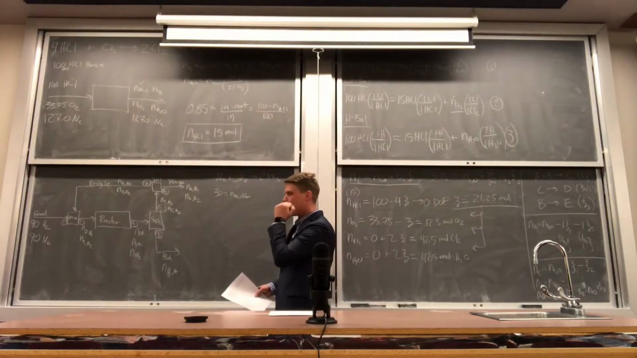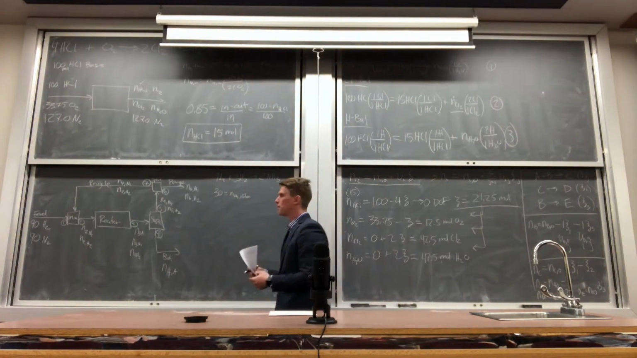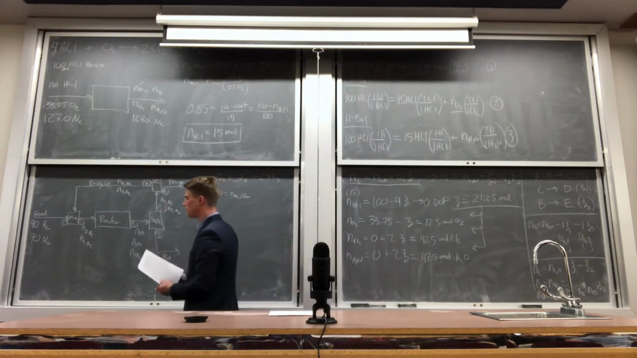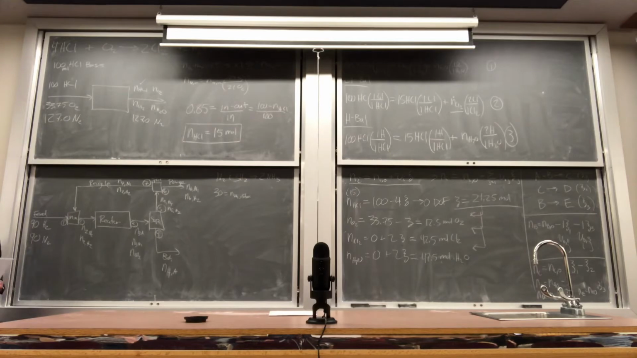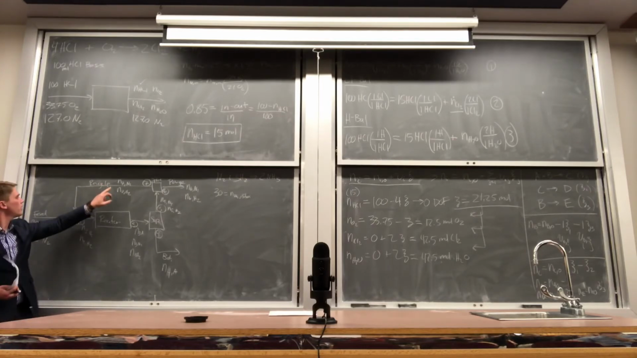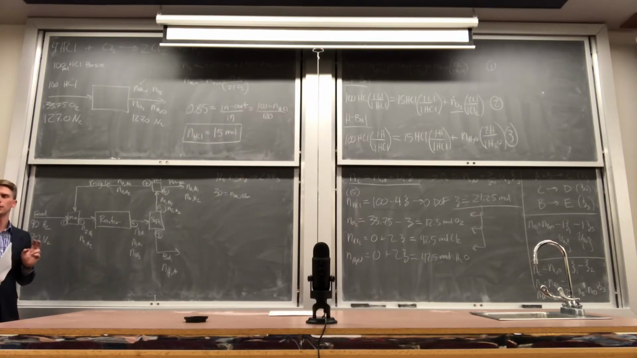So, just for the sake of argument, let's do a balance in our head on the mixer. We have 1, 2, 3, 4 unknowns. How many balances do we have for the mixer? 2, right? It's a non-reacting system, so we have 1 balance per species. We can't solve this system, right? We need 2 additional pieces of information.